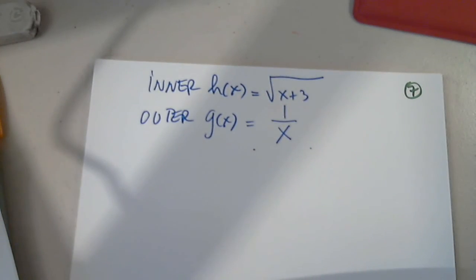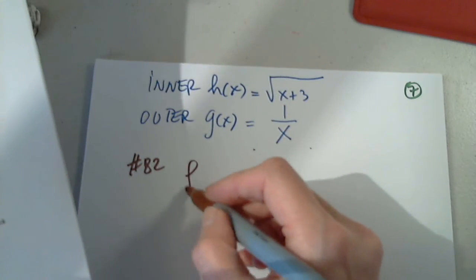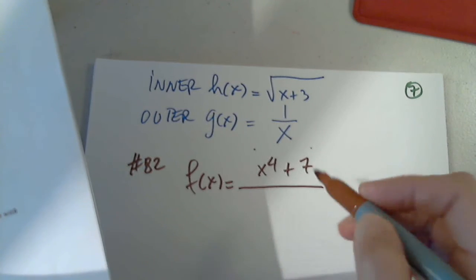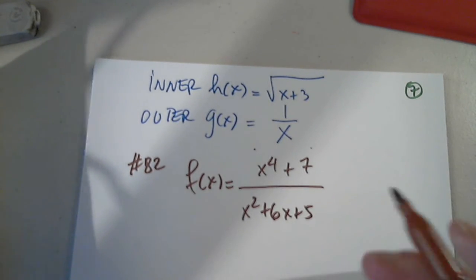Any preference for domains here? Oops, I touched that wire again. So which one? We already did 82? No, I don't think we did 82. Let's do 82. x to the 4th plus 7 divided by x squared plus 6x plus 5.